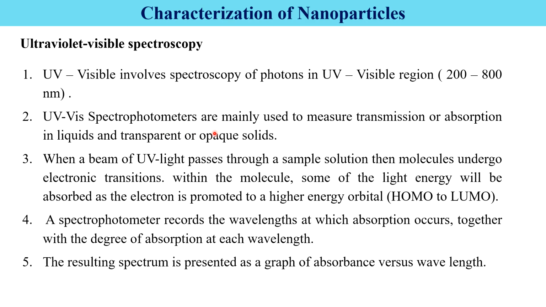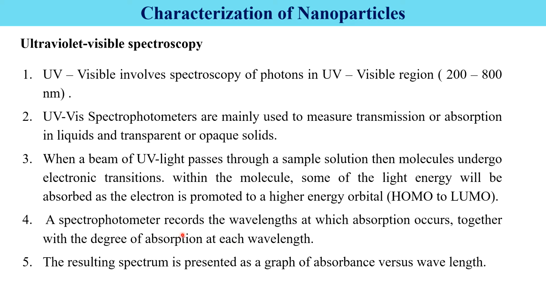UV visible spectrophotometers are mainly used to measure transmission or absorption in liquids and transparent or opaque solids. When a beam of UV light passes through a sample solution, then molecules undergo electronic transitions. We all know that in UV visible, when we irradiate the sample with UV visible light, then electronic transition takes place. Some of the light energy will be absorbed as the electron is promoted to a higher energy orbital, HOMO to LUMO, that is highest occupied molecular orbital to lowest unoccupied molecular orbital.